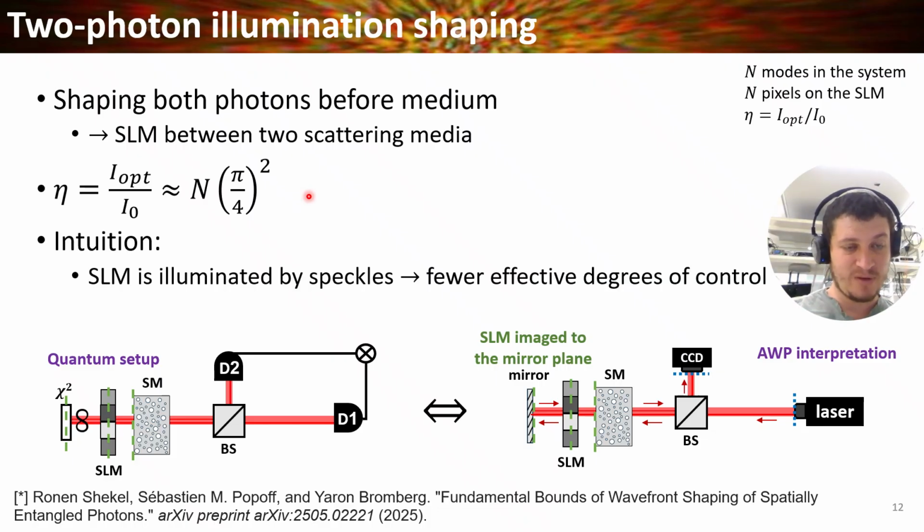Intuitively, why does this happen? Because in this scenario, the SLM is actually illuminated by a speckle pattern. So the SLM has a lower number of effective degrees of control. You can think of pixels that are illuminated with a dark speckle, so it doesn't matter which phase you put on a place where you have no electric field.